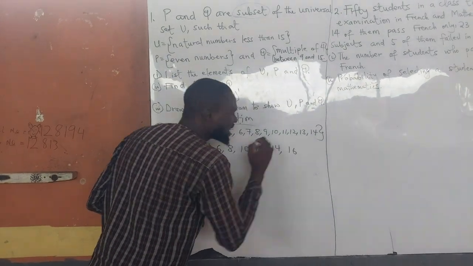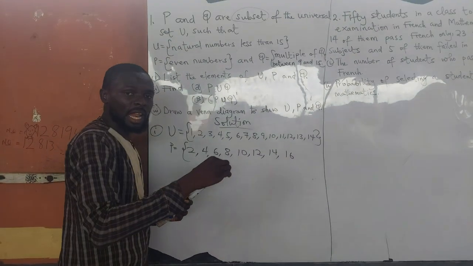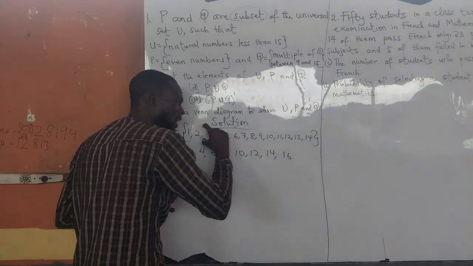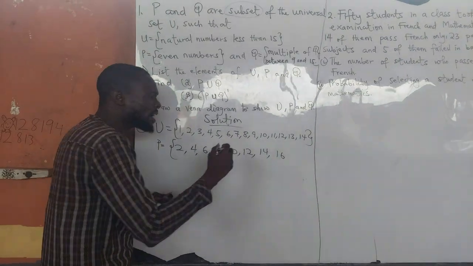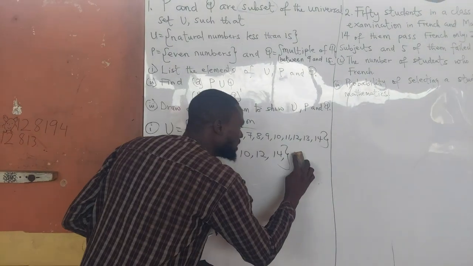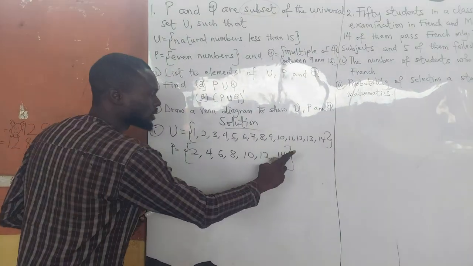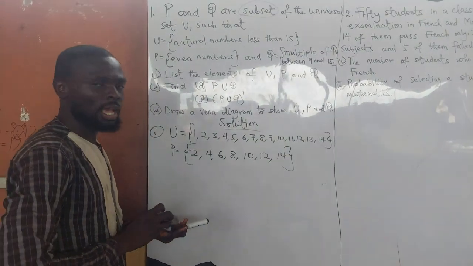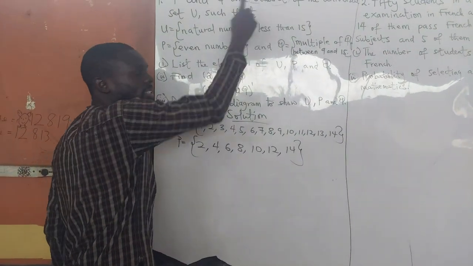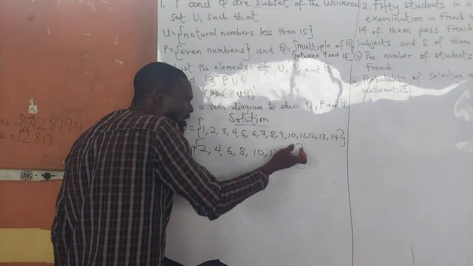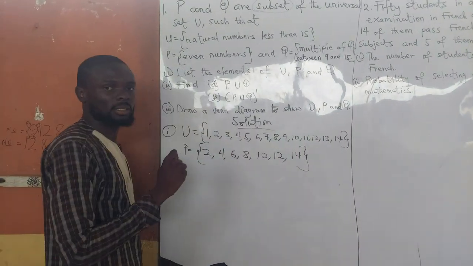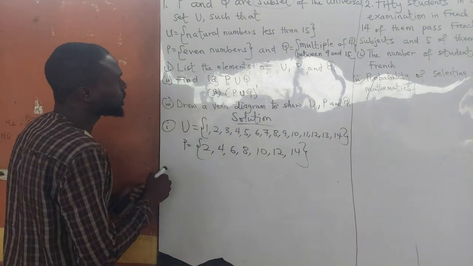Now 16 is an even number, but because P is a subset of the universal set, we don't have to list more than 14. So this 16 is not part of the set, because of the word subset, all the members of P that we list should be found in the universal set.